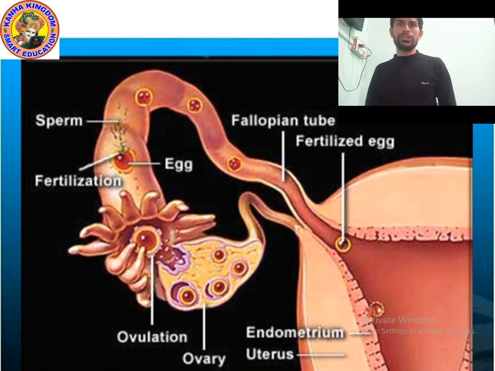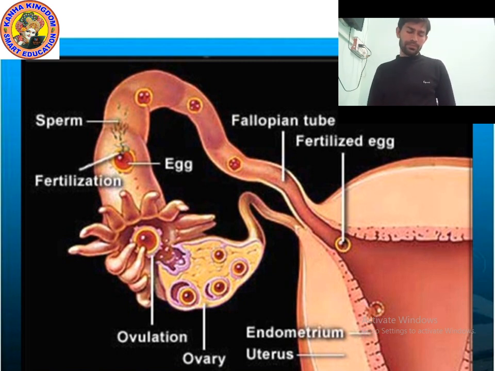So after fertilization, the fertilized egg reaches the uterus, where the zygote is formed, and the zygote slowly starts developing into a fetus. When the fetus develops, it becomes a baby.